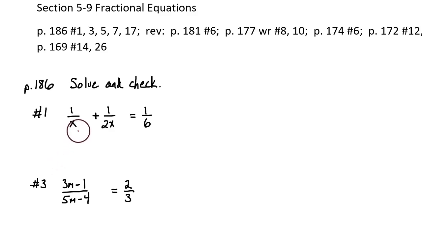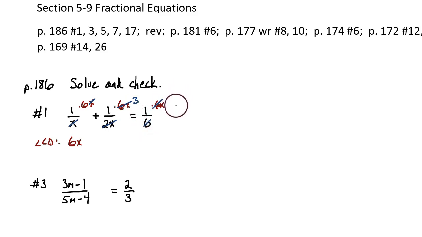So number one, we look at all of the members of the equation and find the lowest common denominator. When you have an x, a 2x, and a 6, the LCD is 6x. Let's multiply everything by 6x. The reason for doing that is to cancel the denominators. X cancels x, 2x goes into 6x 3 times, and 6 cancels away the 6.